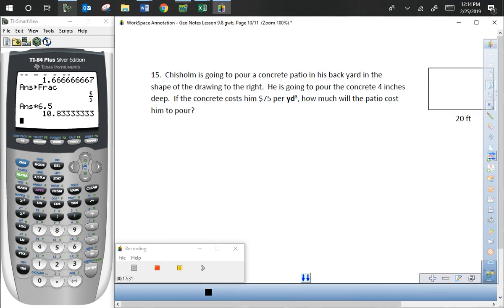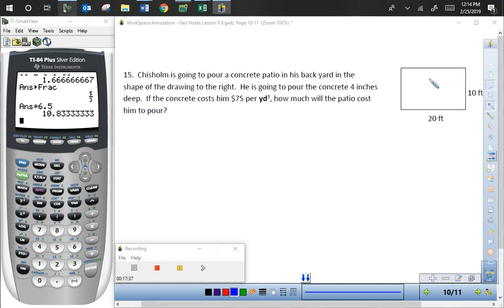Alright, next one. Chisholm is going to pour a concrete patio in the backyard in the shape of the drawing to the right. So you'll notice over here we've got a rectangle. But then he's going to pour the concrete 4 inches deep. So what we don't see here is that this actually has a thickness and is really a box like all of our other problems. Okay, and that 4 inches deep, remember we always call the height. So our height here is 4 inches.